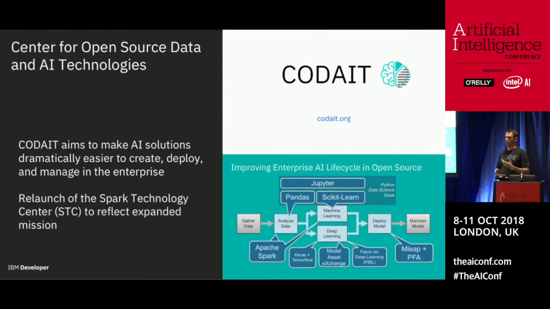It now is focused on the enterprise AI lifecycle. So that includes still Apache Spark, obviously as a core part of that, but also the Python data science stack, deep learning frameworks, standards for model deployment, and a couple of open source projects that we've launched this year that I'll be talking about today. So the first is the Model Asset Exchange, and the second is the Fabric for Deep Learning.